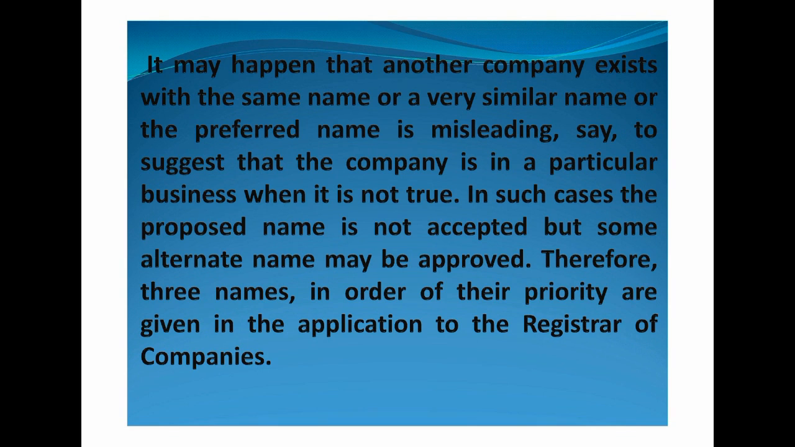Sometimes there are chances that the company is in a particular business and the name suggests that it is in some other kind of business, which is not true. In such cases the proposed name is not accepted, but some alternate name may be approved for this reason. So three names in order of priority are given in the application to the registrar of companies.